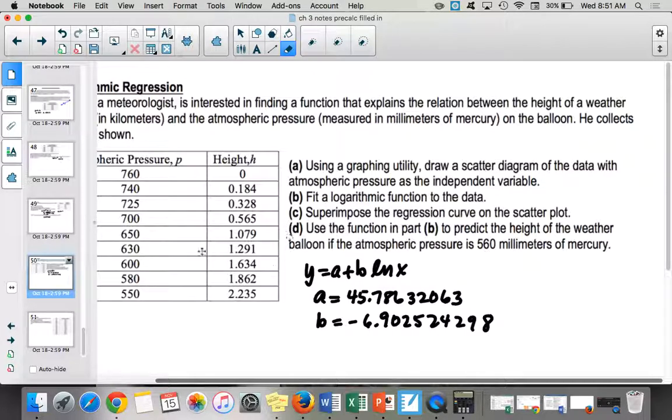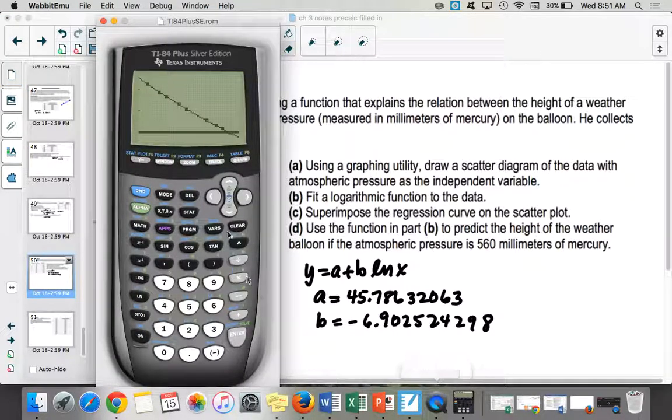All right, so predict the height of the weather balloon if the atmospheric pressure is 560 millimeters of mercury. So we're predicting the height, which is our Y value, if our atmospheric pressure, which is our X value, is 560. So we can just plug in X equals 560. We do second table and put in 560. Did you guys all do that? All right, and you should get like 2.108.